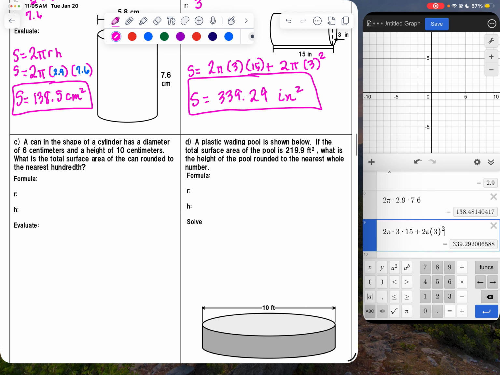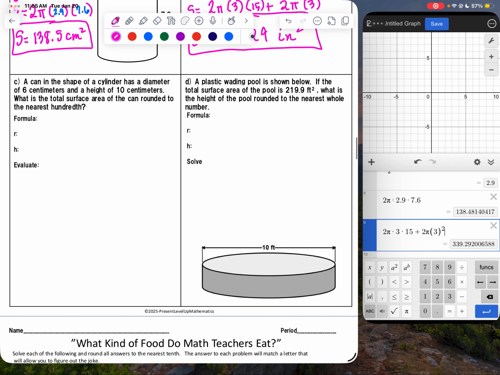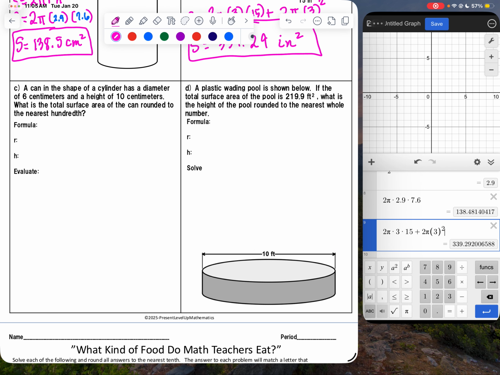All right, problem C. A can in the shape of a cylinder has a diameter of 6 centimeters and a height of 10 centimeters. What is the total surface area? Now, just want to highlight what they're asking for so we can write down the correct formula. So total surface area is 2 pi RH plus 2 pi R squared. Let me give you a chance to write that down.